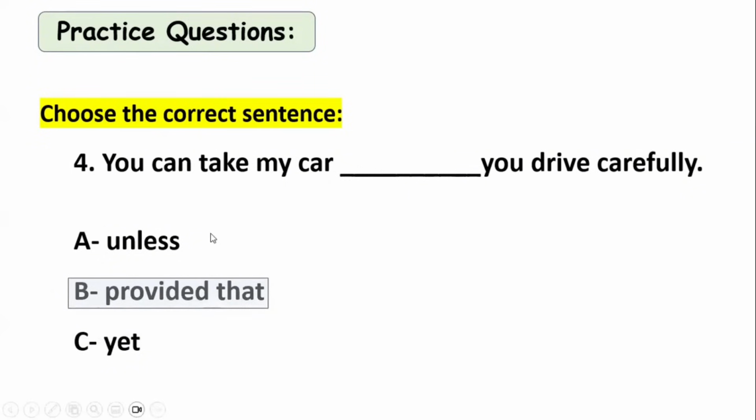You can think of unless if the first sentence was negated. يعني I can say you cannot take my car. ما تقدرش تاخد سيارتي إلا إذا you drive carefully, unless you drive carefully. But here, it will not make sense unless I have this in the negative form. So you can take my car provided that. تقدر تاخد سيارتي بشرط إنك تقود بحرص.